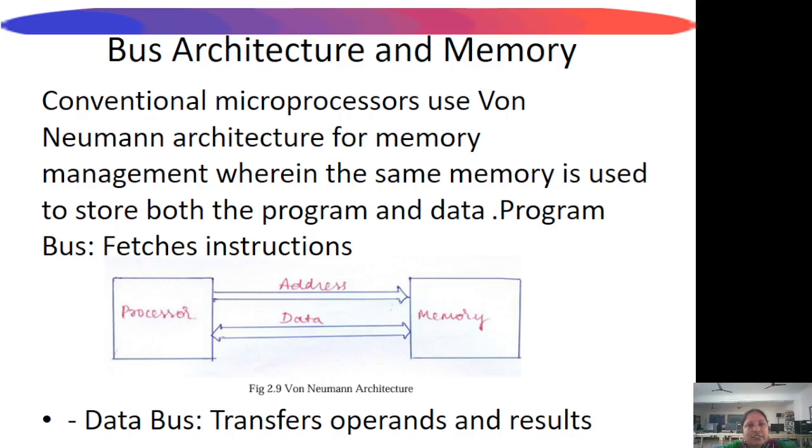Program bus fetches instructions from memory. Data bus transfers operands and results. Address bus identifies memory locations. Due to shared memory, speed is limited. This architecture is simple but inefficient for DSP applications. Real-time signal processing requires faster data access. Therefore, von Neumann architecture is not ideal for DSPs. This limitation led to the development of improved architecture.